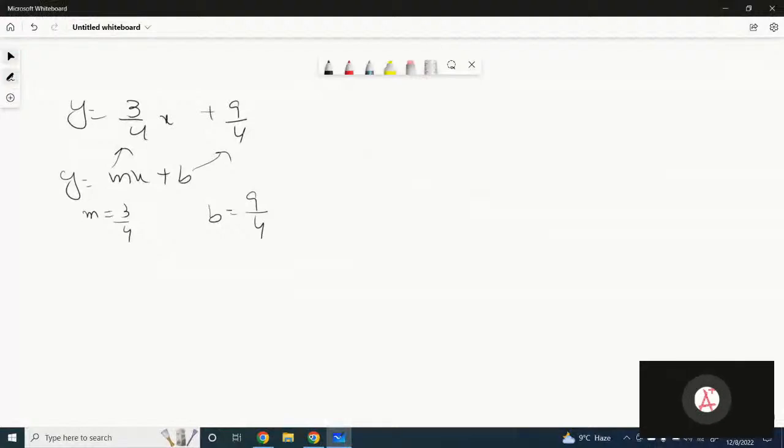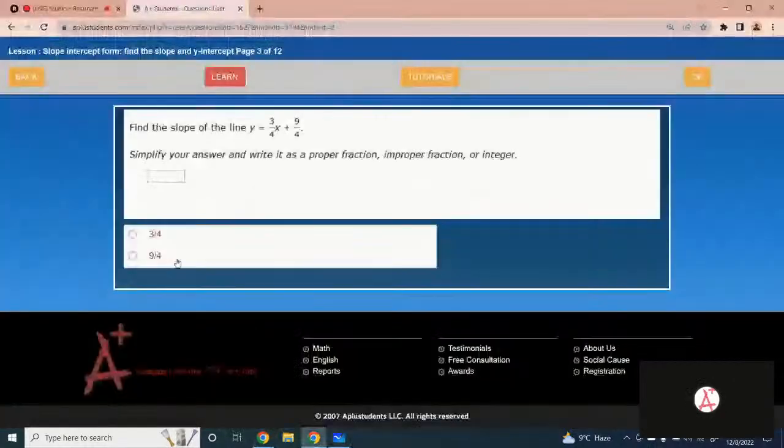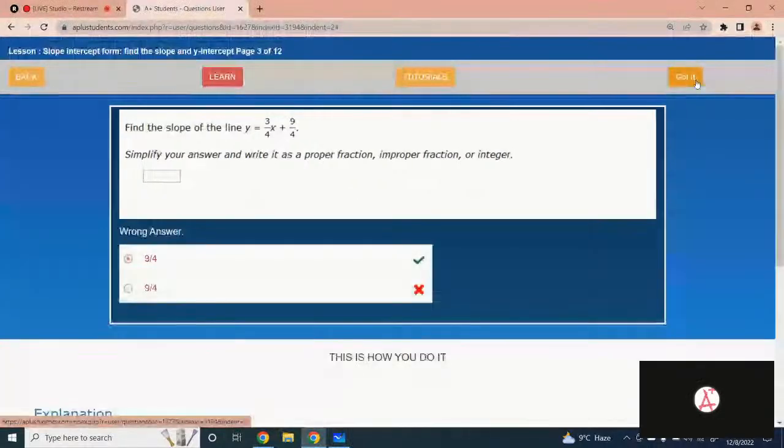So just select the correct option and move on to the next question. The B is 9 over 4. Got it? Okay, you have to find the slope, not the y-intercept. So the slope in this equation is 3 over 4. Got it? So select the option. The correct option is 3 over 4.